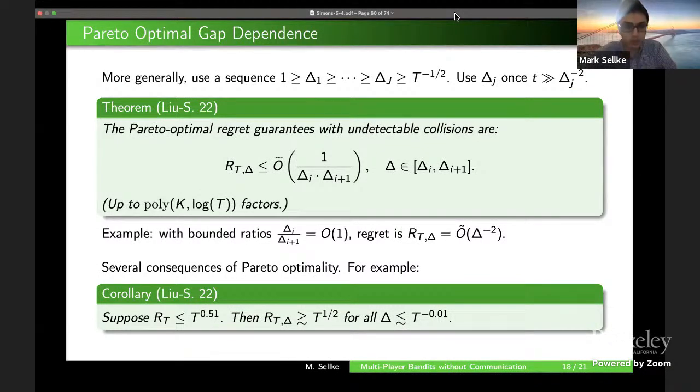And so you can kind of say in several senses that square root t is kind of optimal and sort of a stable optimum. So if your regret is less than t to the 0.51, then you cannot do better than square root t regret for gaps that are smaller than t to the minus 0.01. So there's some senses in which you can say that, you know, if your regret was good, then it has to suffer somewhere else.